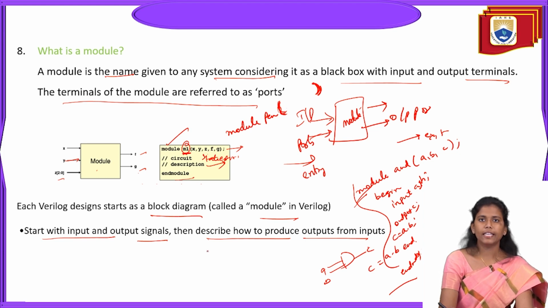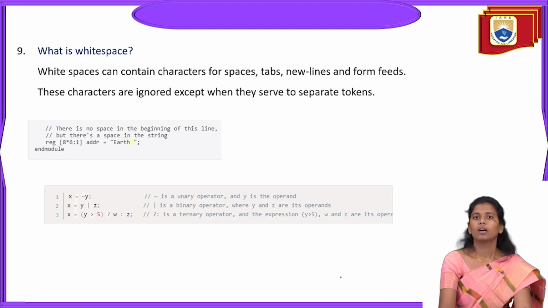Now, coming to the white space. White space is nothing but a lexical token. It is one of the lexical tokens. In Verilog, we have 7 kinds of lexical tokens, out of which we have discussed the operators, white space, comments, and keywords, and all of these come under the lexical tokens. Lexical tokens play a vital role in the Verilog hardware description language.